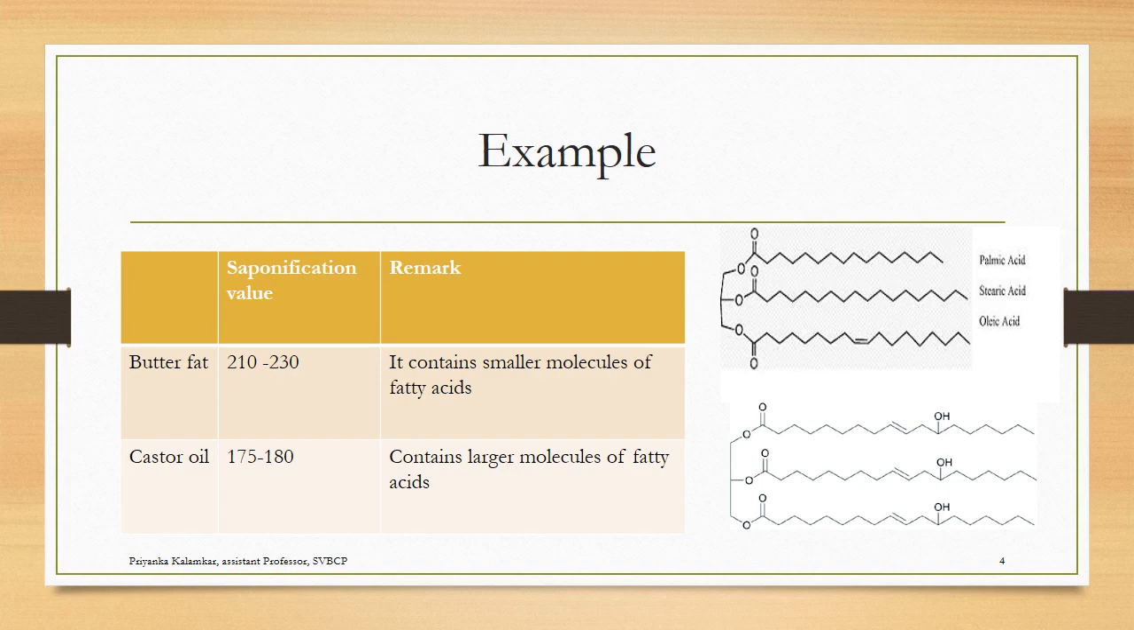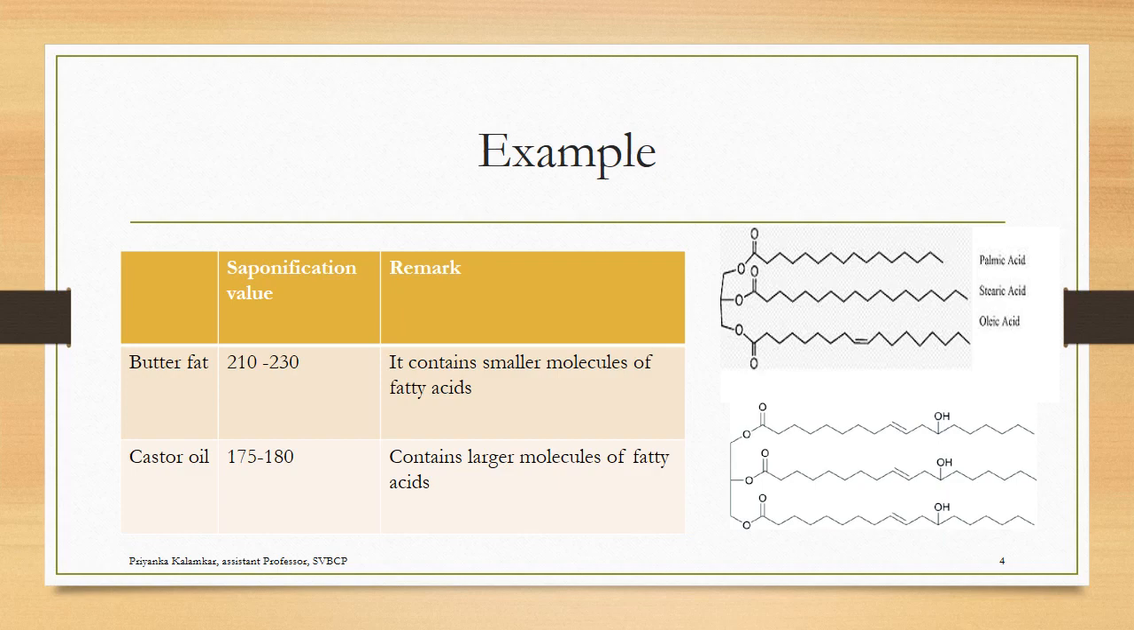If the average molecular weight is lower, it is because of small carbon chain length present in the fatty acid. Similarly, for castor oil, in comparison to the butterfat, the sap value is low. What does it indicate about molecular mass? Since it is inversely proportional, the lower the sap value, higher will be the average molecular weight. So if the average molecular weight of that particular fat is higher, I can predict that the fatty acid carbon chain length is long. So you can predict these two things based on the sap value.